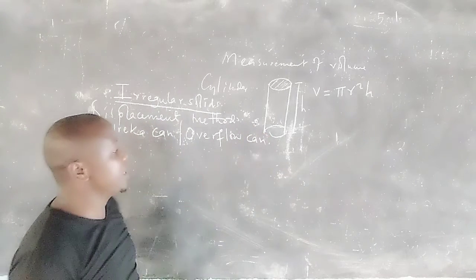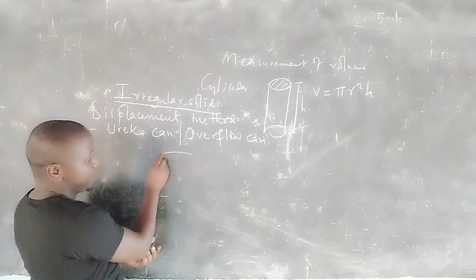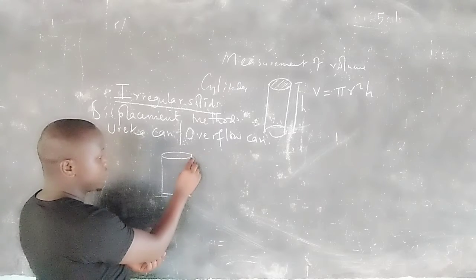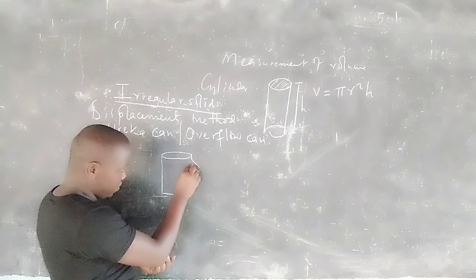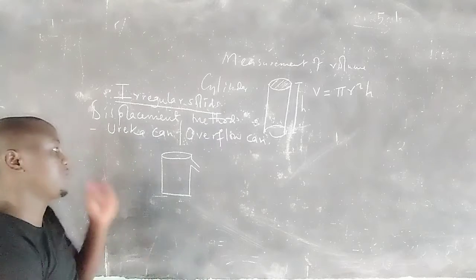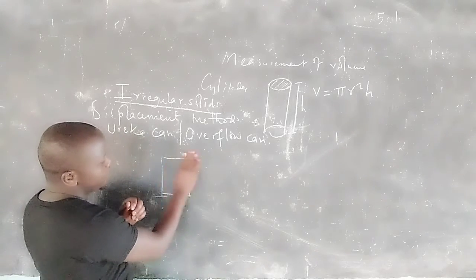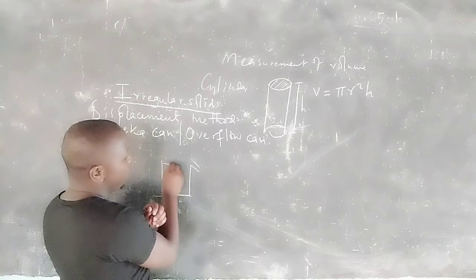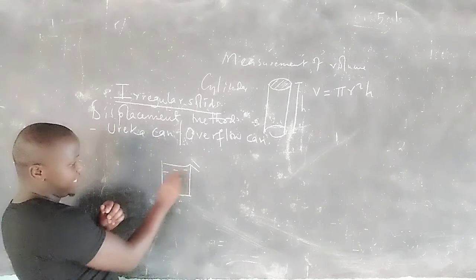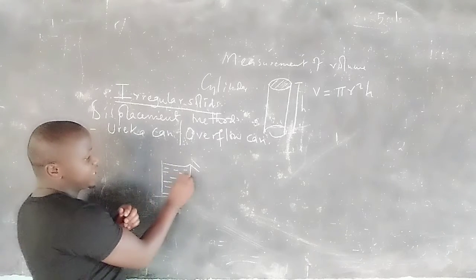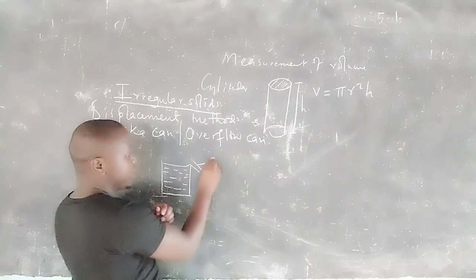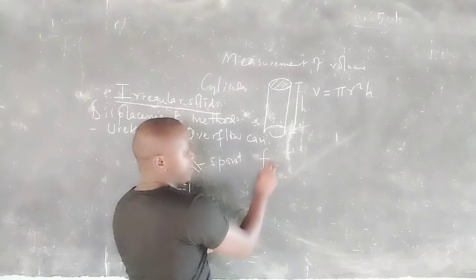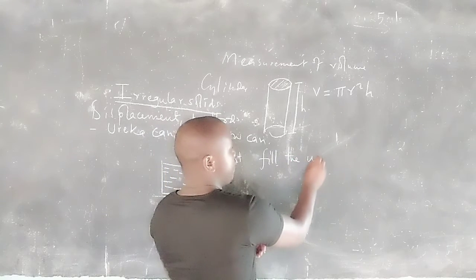The overflow can is just an instrument which is made such that it has a spout. A spout is an outlet which allows excess water to flow out. Therefore, what we do when we are using it is fill it with water until it stops flowing out of the spout. So we first of all fill the Eureka can with water.